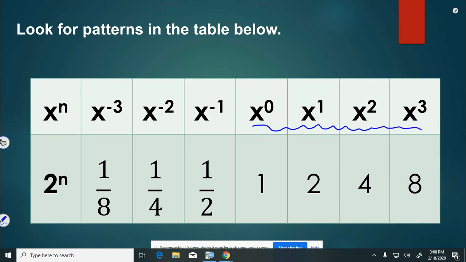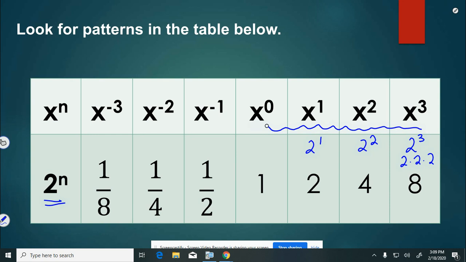So if I take this 2 here and I apply 2 to the third, we all know that's 2 times 2 times 2, which is 8. If I apply the squared, that's 2 squared, which we know is 4. And if I apply the 1, that's 2 to the first, which we know is 2.